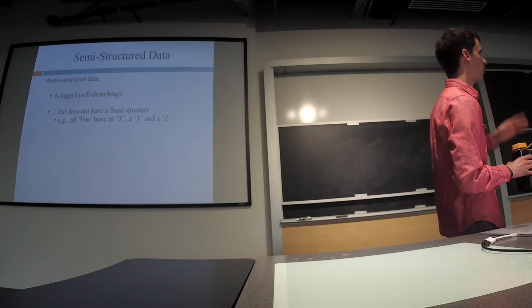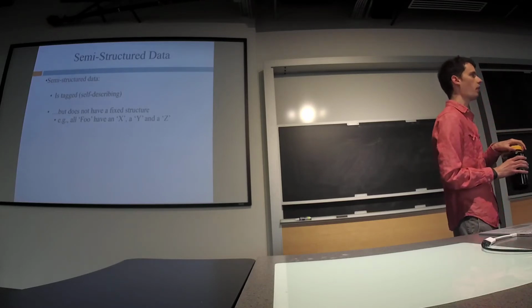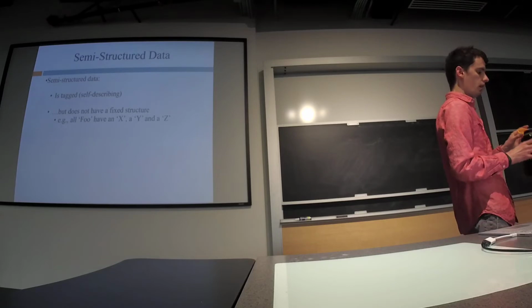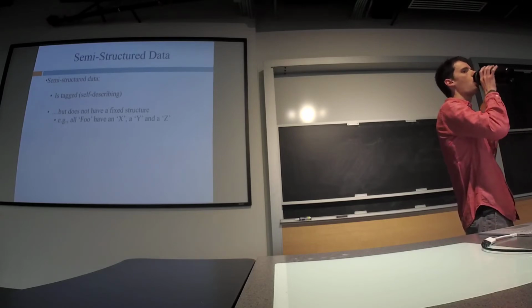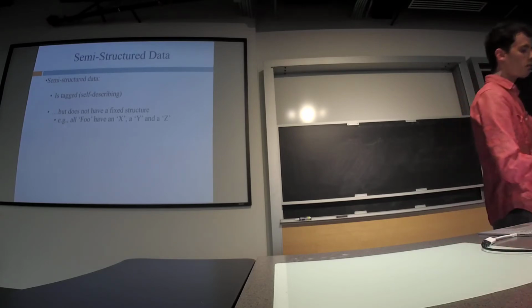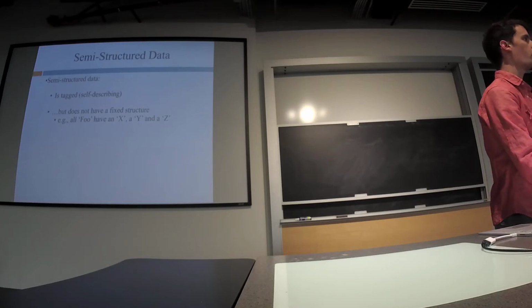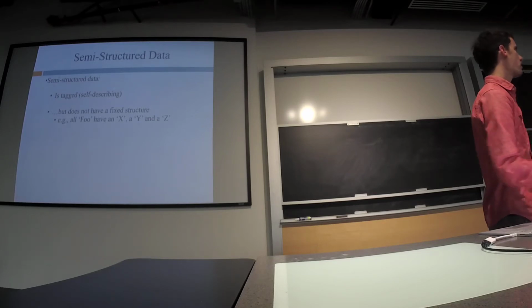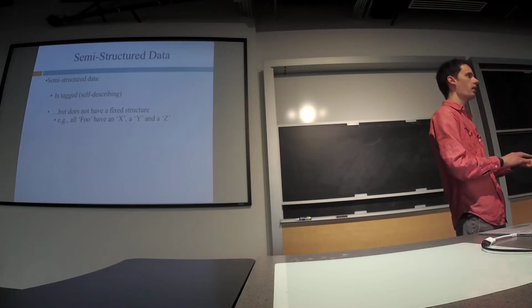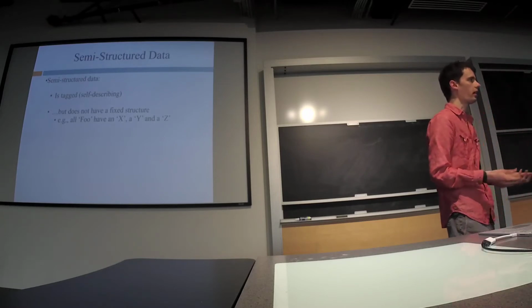Yeah, exactly. So JSON is the perfect example of self-describing, semi-structured data. If you had JSON where there was an additional rule that every JSON object had to have fields X, Y, and Z, then it would just be structured data.